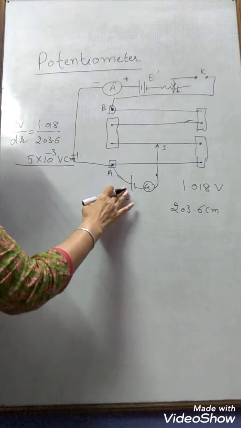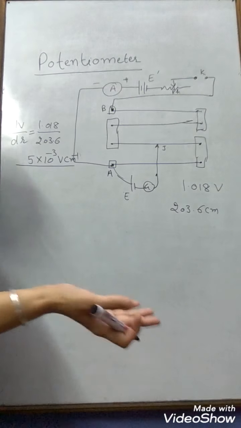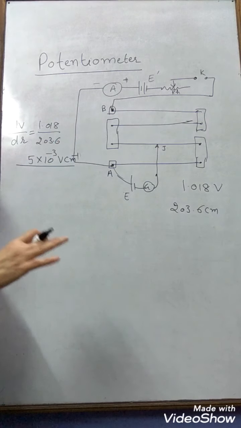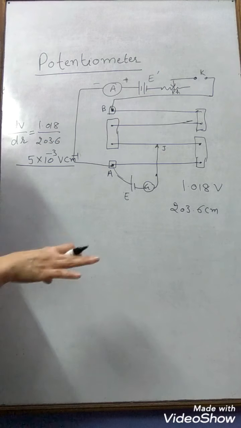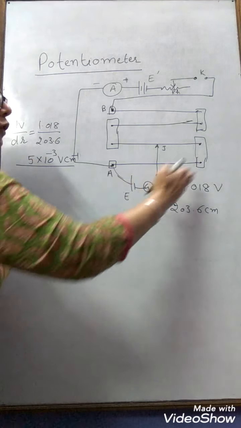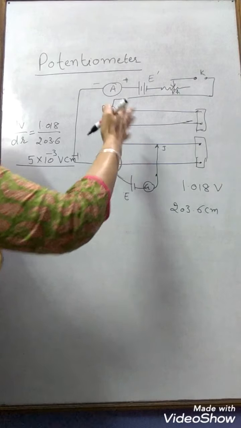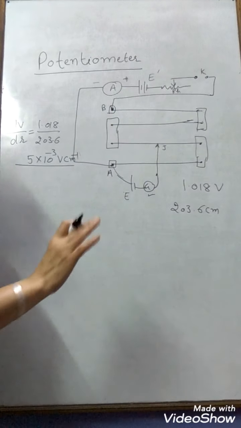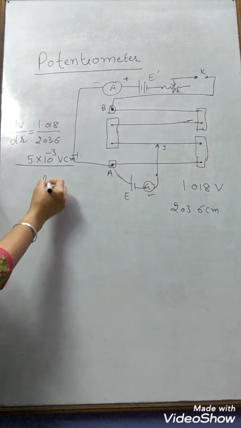Now remove the standard cell and replace it with the unknown EMF cell, and keep the current constant. Now work on the principle of potentiometer. Keep the current constant, slide the jockey over the wire. Note the balancing length when the galvanometer shows deflection 0, let it be L.